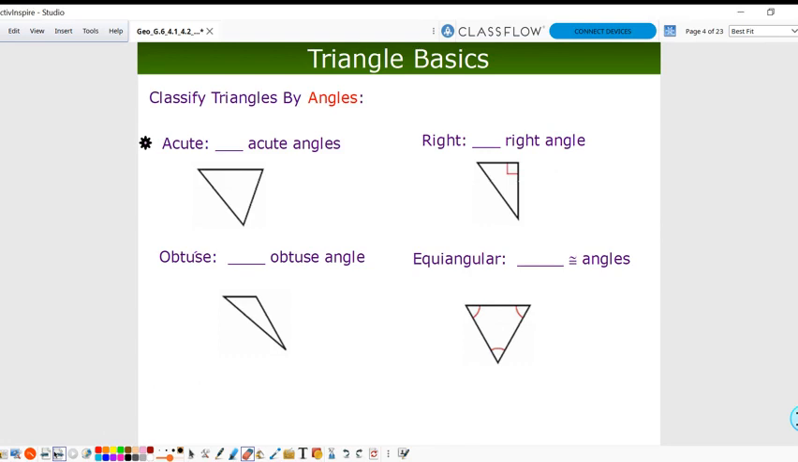You can also classify triangles by the angles. An acute triangle has 3 acute angles. A right triangle has 1 right angle indicated by that right angle marker. An obtuse triangle has 1 obtuse angle, this one here. And an equiangular triangle has 3 congruent angles.